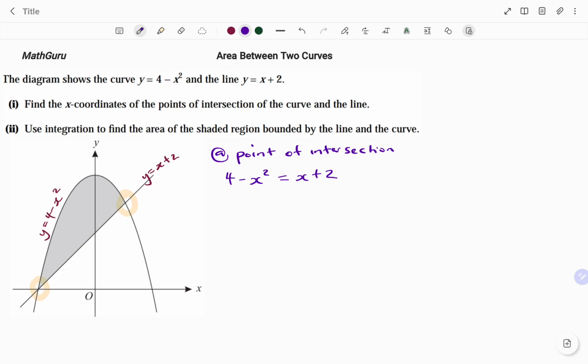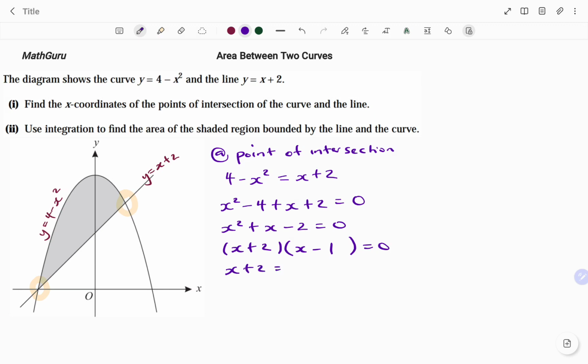I'm going to solve that using a trinomial, moving all the terms to one side. I have x squared minus 4 plus x plus 2 is equal to 0. And if I simplify further, I have x squared plus x minus 2 equals 0. If I factorize, I have x plus 2 and x minus 1 equals 0. So therefore, x plus 2 equals 0, or x minus 1 equals 0. So the value of x is x equals negative 2, or x equals positive 1.